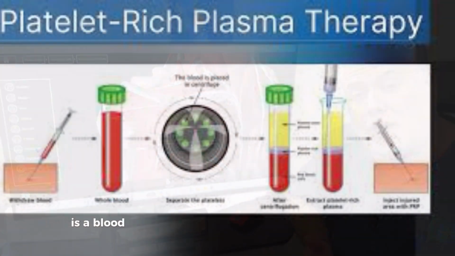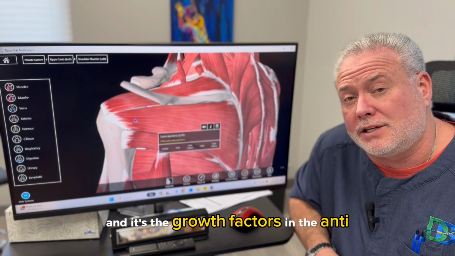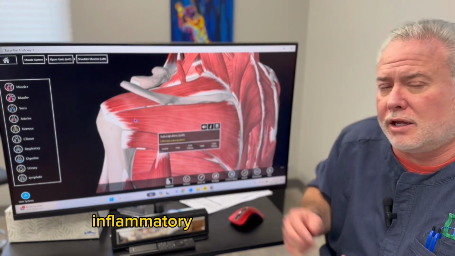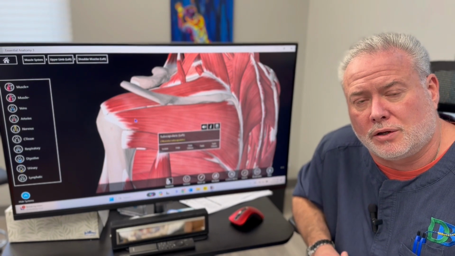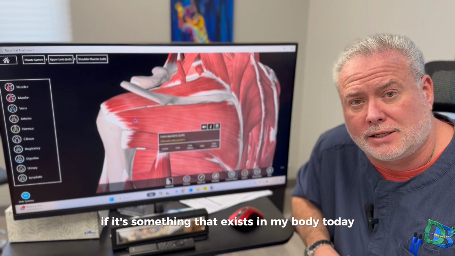Platelet-rich plasma is a blood product that's harvested from you yourself. And it's the growth factors and the anti-inflammatory factors that are present in your blood that we use to treat inflammatory conditions of the shoulder. You may ask, why is it not working for me now if it's something that exists in my body today?